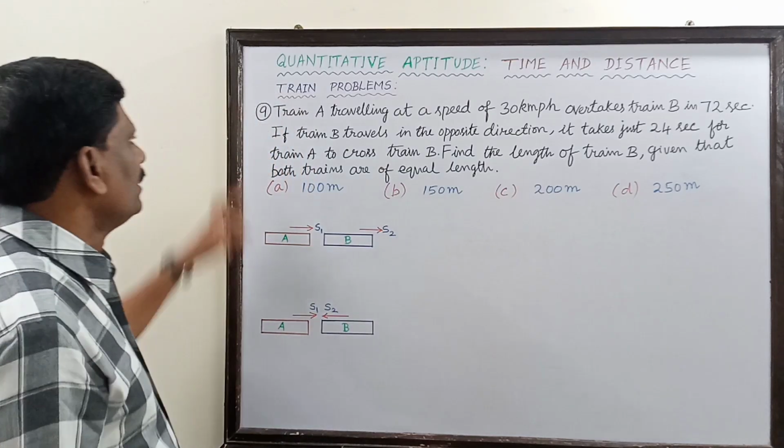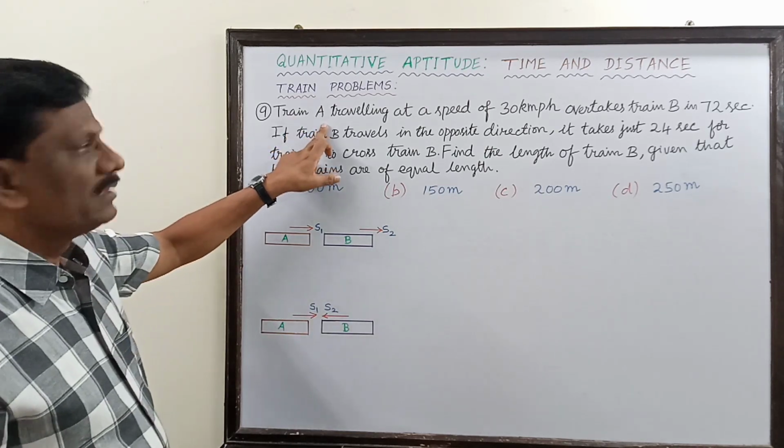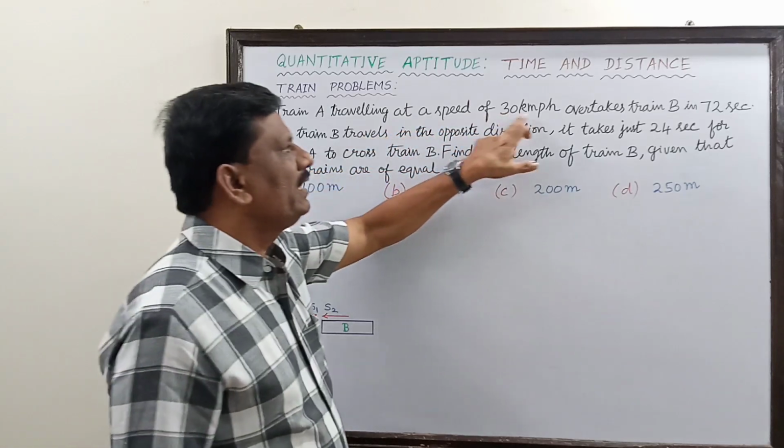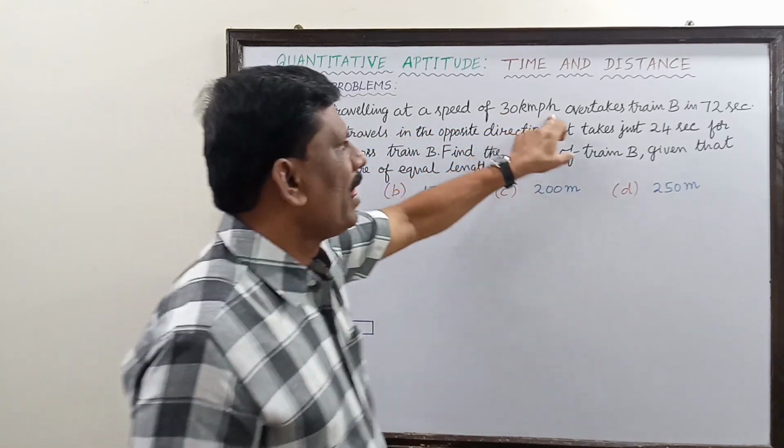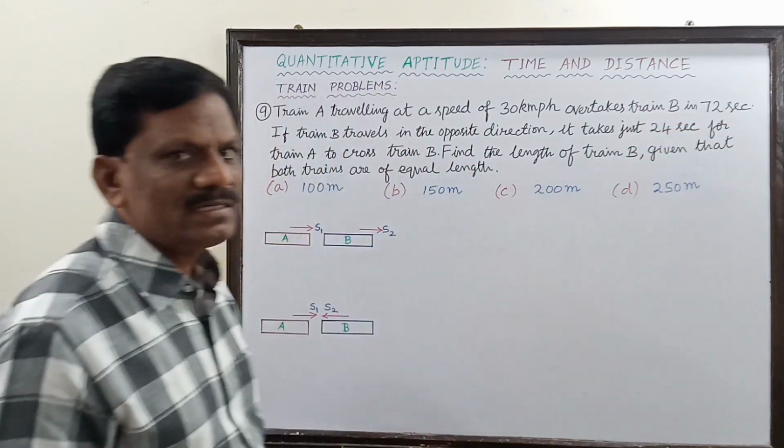Hi students, problem number 9. Train A traveling at a speed of 30 km per hour overtakes train B in 72 seconds.